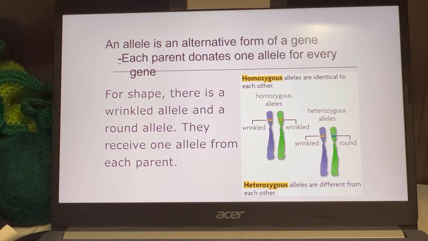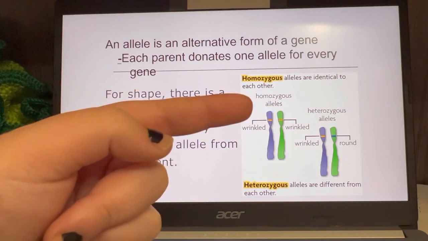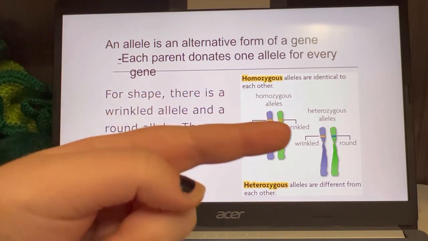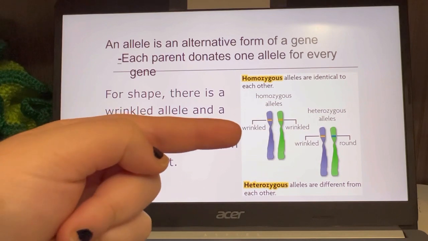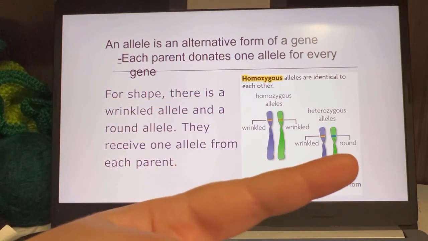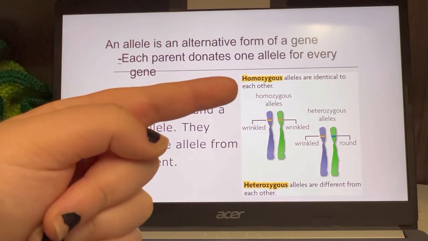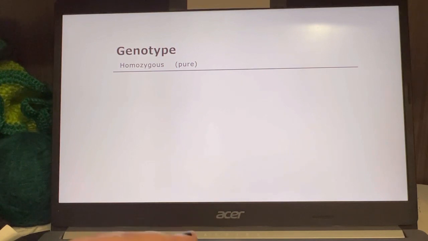For shape, there is a wrinkled allele and a round allele. They received one allele from each parent. So here we have homozygous alleles, homozygous meaning the same, heterozygous meaning different. So this person here has 2 wrinkled alleles. This person here has 1 wrinkled and 1 round. So heterozygous alleles are different from each other, and homozygous alleles are identical to each other.